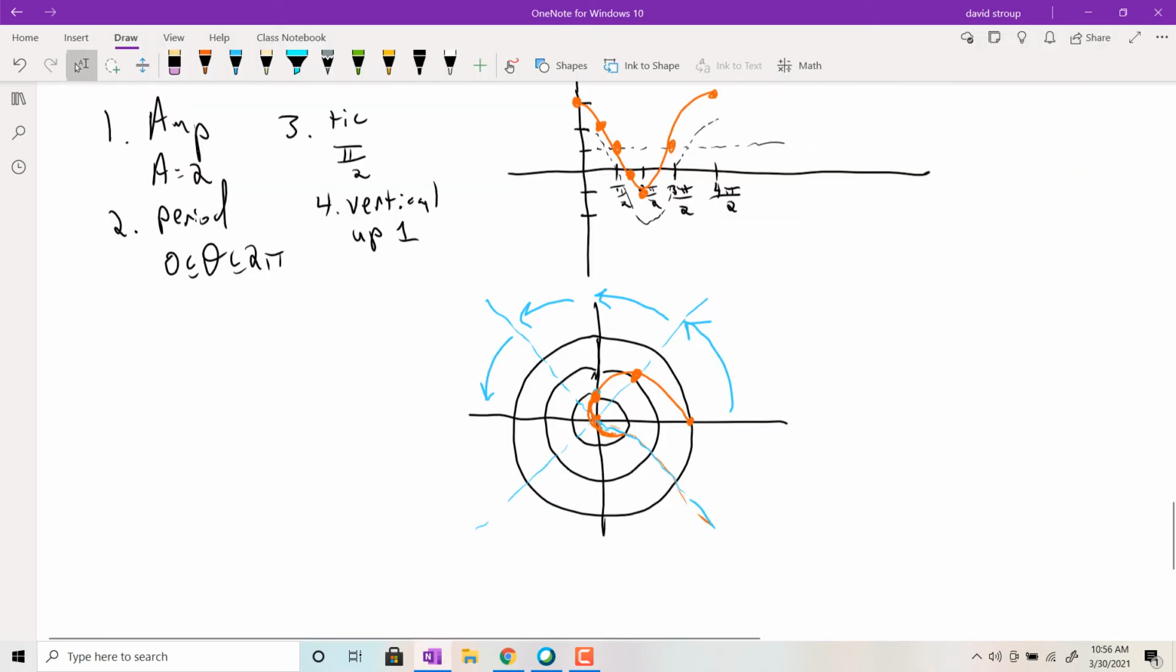Okay, so yeah, and here somewhere it's going to hit 0 somewhere.